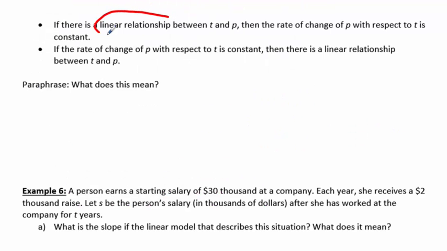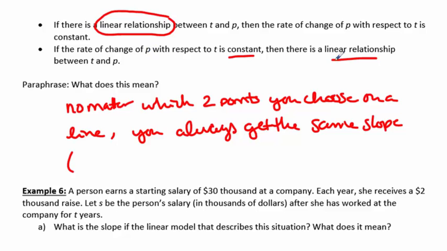If there is a linear relationship between two values, T and P, then the rate of change of P with respect to T is constant. Vice versa, if the rate of change is constant, it's going to be a linear relationship. It means that no matter what 2 points you choose in a line, you'll always get the same slope. And this is only true of lines, not other types of relationships.